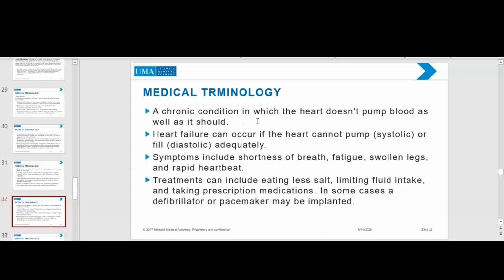Heart failure is a chronic condition in which the heart doesn't pump as well as it should. Heart failure can occur if a patient cannot pump (systolic) or fill (diastolic) adequately. Symptoms include shortness of breath, fatigue, swollen legs, and rapid heartbeat. Treatments can include eating less salt, limiting fluid intake, and taking prescription medication. In some cases, a defibrillator or pacemaker may be implanted.